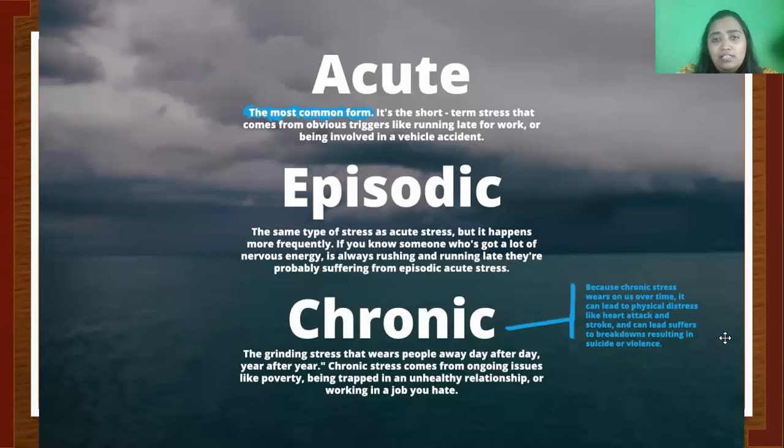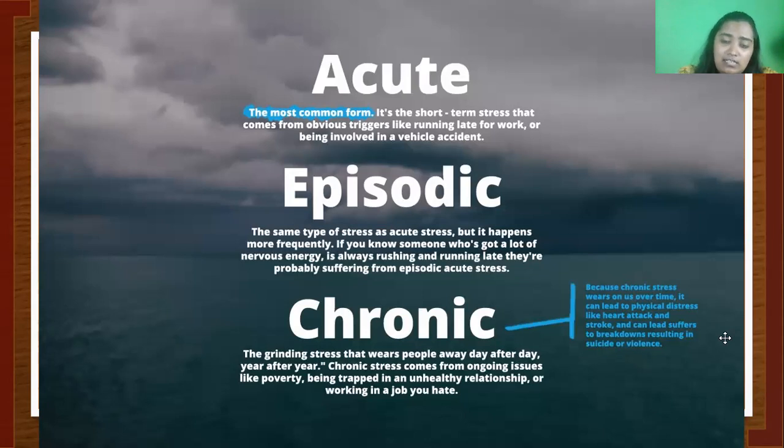So here, like we talked about the daily hassles, right? Daily hassles, your day-to-day life stresses, all would fall under acute stress. So it's like a short-term stress, but definitely there are triggers like traffic, you're running late to work, a vehicle accident. All of this could contribute to your stress. So that is acute stress and short-term.